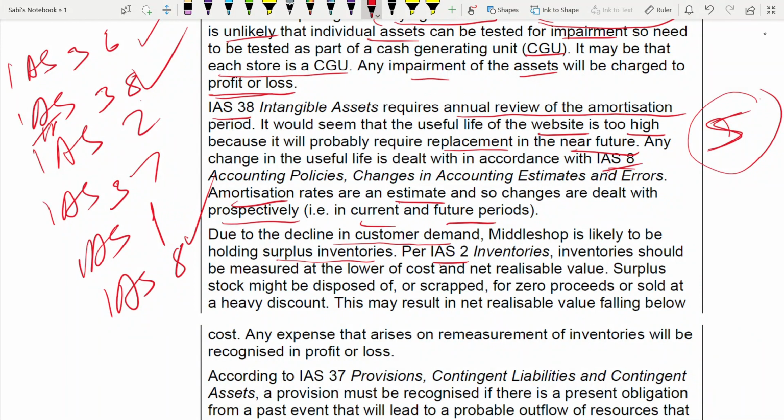Okay, and how do you measure inventories? Very simple. IS2 is very simple. At lower of cost or net realizable value, that's it. You need to know about IS2. So now you have this surplus, you need to sell it out. You cannot keep on building your inventories. How are you going to sell it? You can sell it for 0%, you can scrap it. Okay, just sell it free or sell it at a heavy discount. Give 80%, 70%, 50% heavy discount.